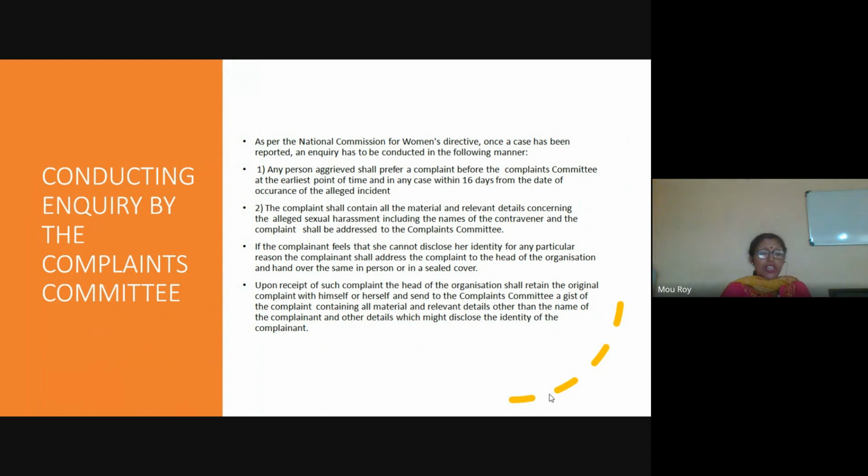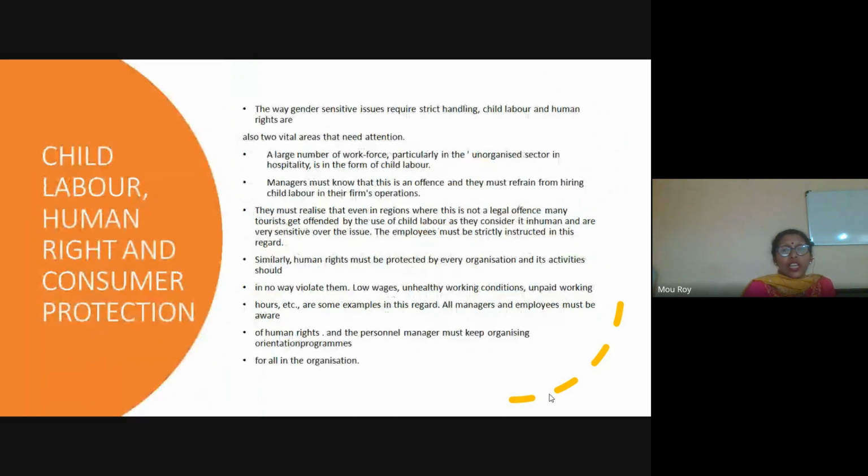Now, if the complainant feels that she cannot disclose her identity for any particular reason, that can also be done. Upon receipt of such a complaint, the head of the organization shall try to retain the original complaint with himself or herself and send to the complaints committee a gist of the complaint containing all the relevant matters, so that quick action can be taken.